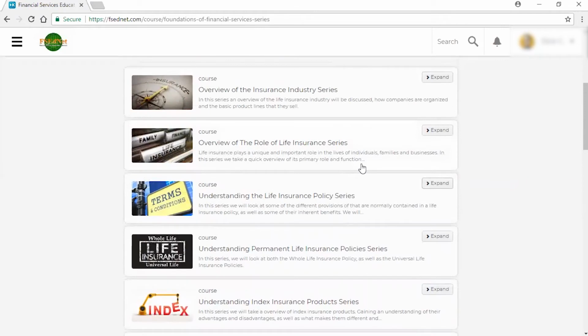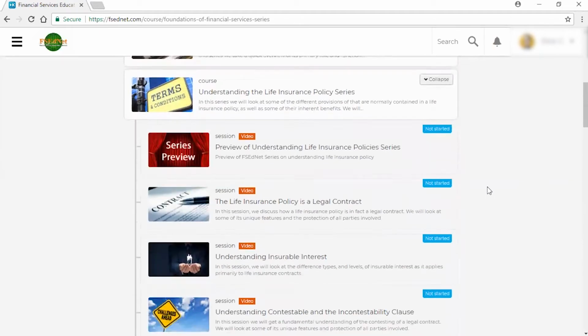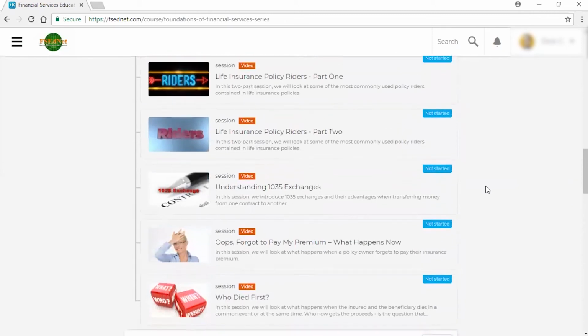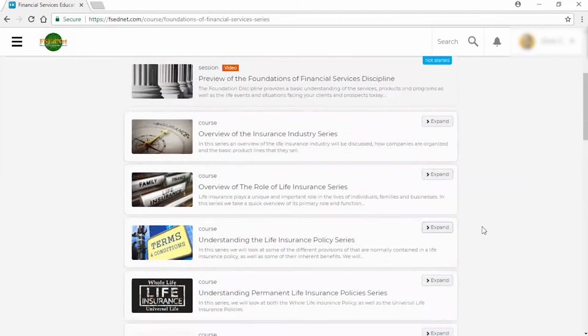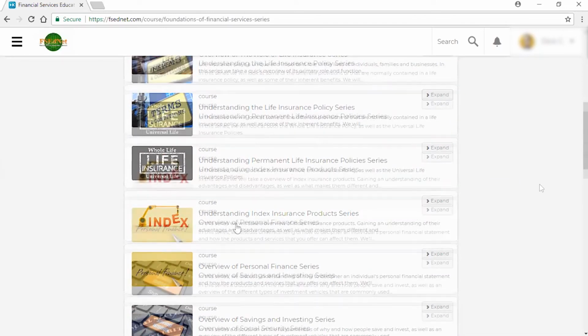We will gain great insight into understanding what makes up an insurance policy, its concepts, important provisions, clauses, and riders, as well as subject matter affecting them. Moving on, we will look at the different types of life insurance: whole life, universal life, and index life.